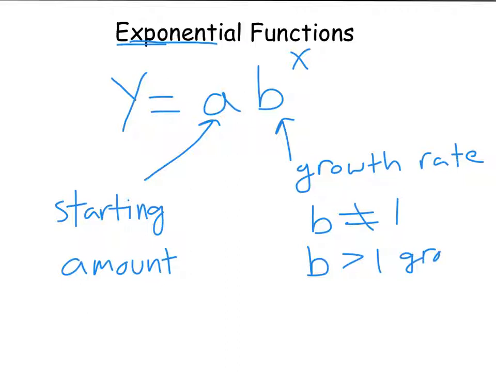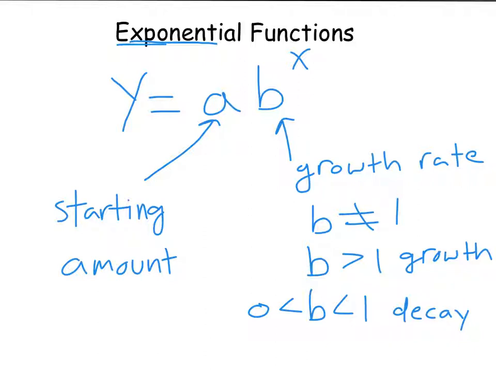If b is bigger than 1, you're talking about growth. If you're doing applications, it's very, very rare. I guess b can be negative. I'm not really going to go there yet with you. So if it's between 0 and 1, then you're talking about a decay model.